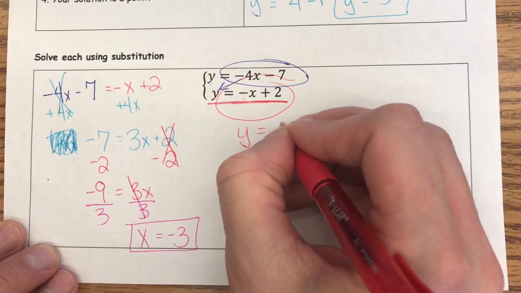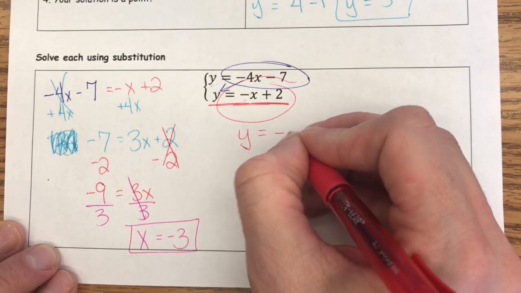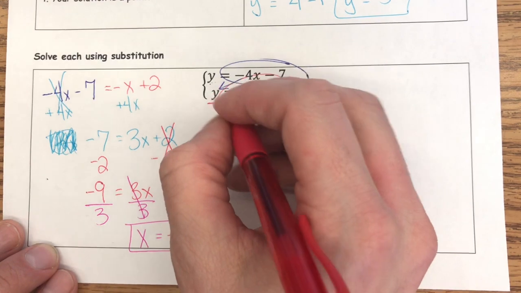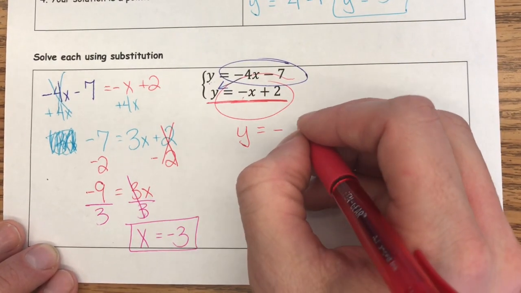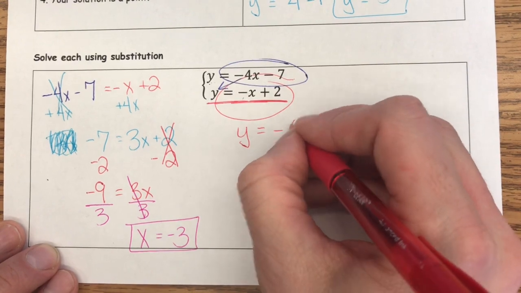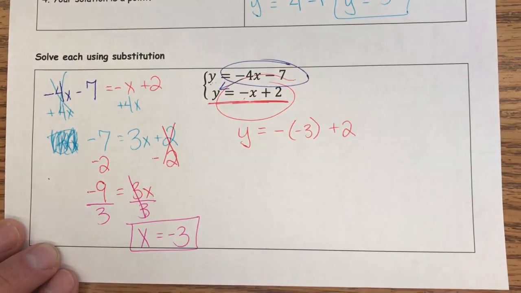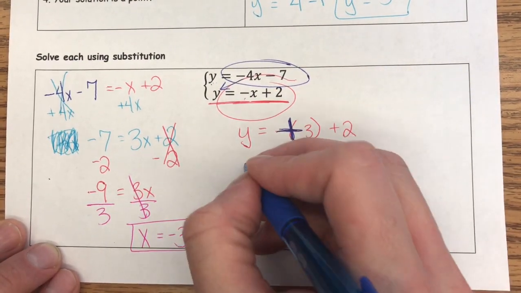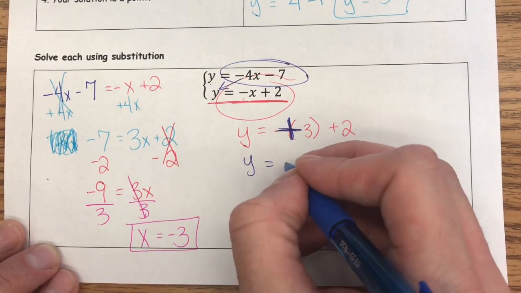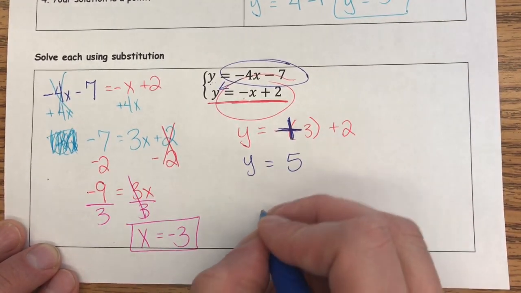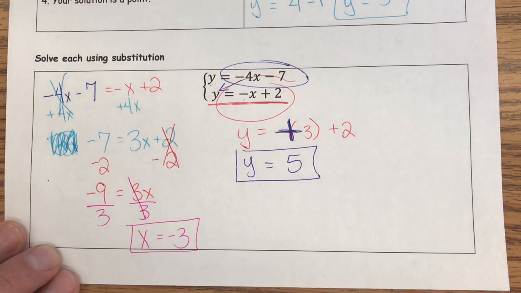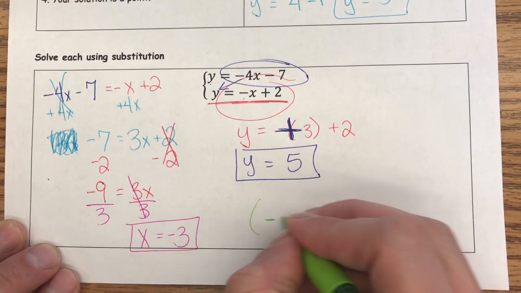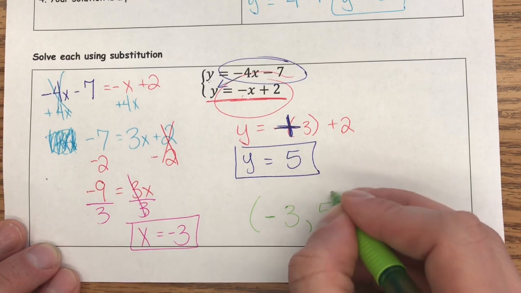Y equals negative x. Normally, I'd write out x, but I know what x is. X is negative 3. So I'm going to write y equals negative negative 3 plus 2. What we have here is a double negative. Double negatives become positive. So I have y equals 3 plus 2, which gives me 5. So if x is negative 3 and y is 5, then my final answer is going to end up being negative 3, positive 5.